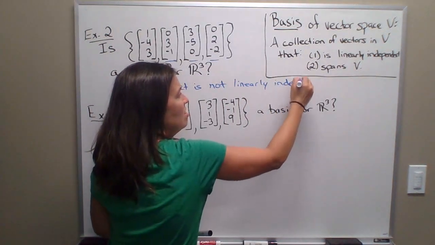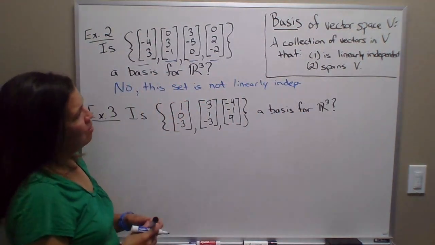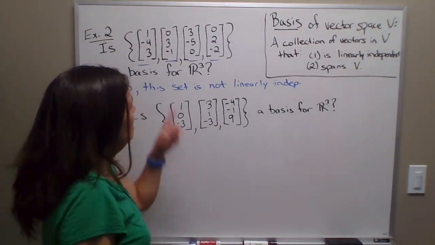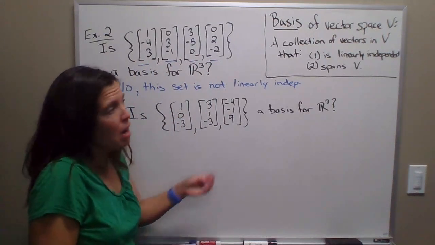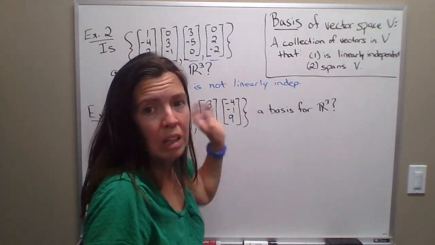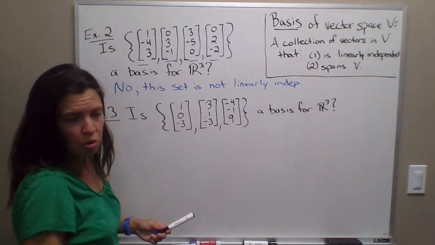We don't need to say anything about span. I don't care at this point if this collection of vectors spans R3. If it does or doesn't, it doesn't matter because it's not a linearly independent set, so it can't be a basis. And we just move on.